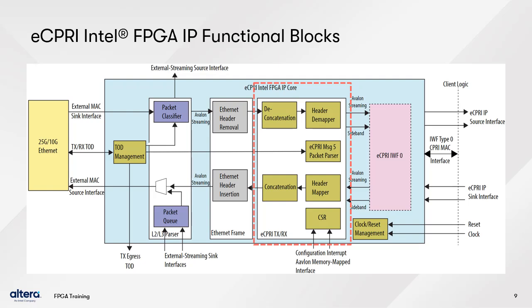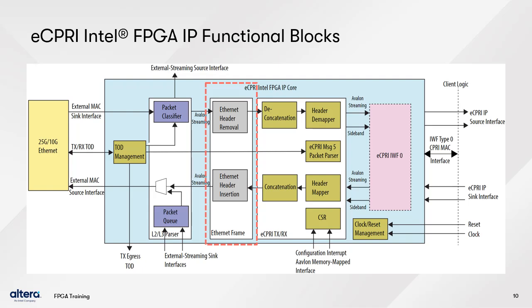The special eCPRI message 5 parser block is used to initiate one-way delay measurement calculations. It is used to remove the transport delay from the transmitting side to the receiving side. We will talk more about this later in the presentation. Next is the Ethernet frame section. For outgoing eCPRI messages on the transmit path, the Ethernet header insertion block adds Ethernet headers to eCPRI messages. It can optionally add IPv4 UDP headers to the packet according to how the IP core is configured.